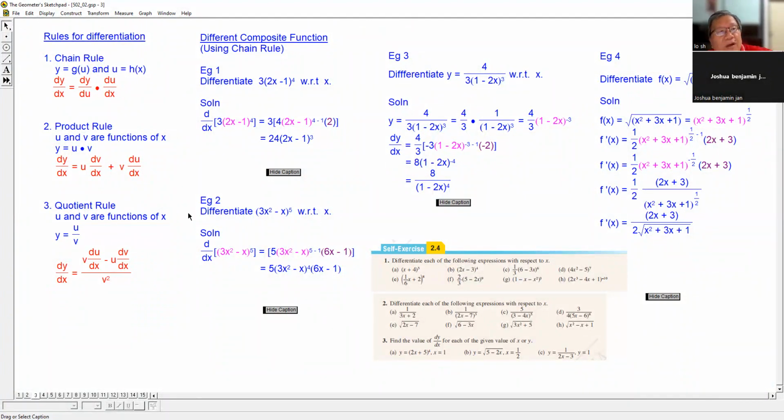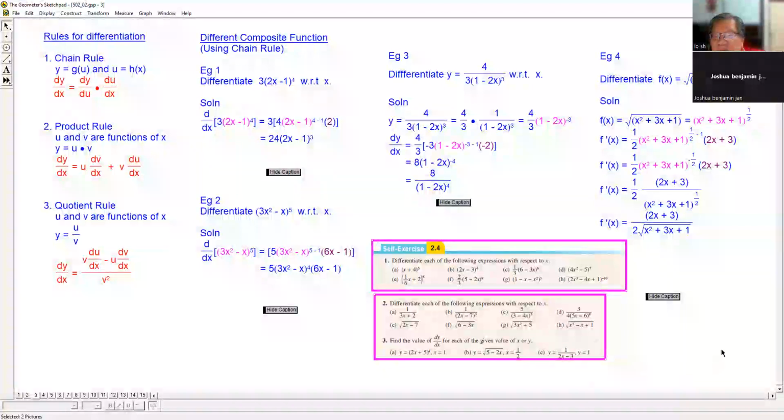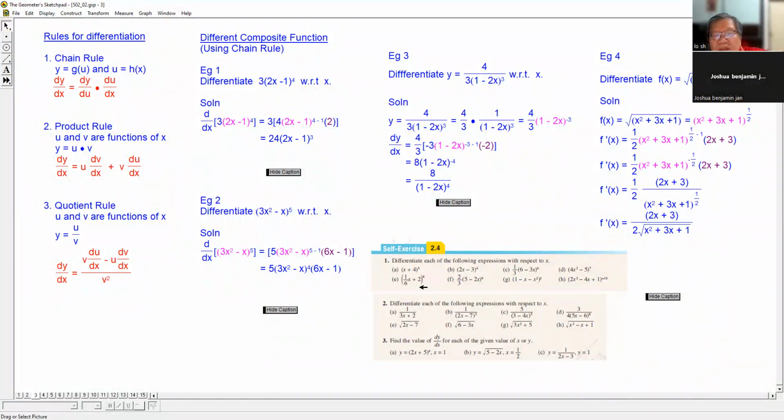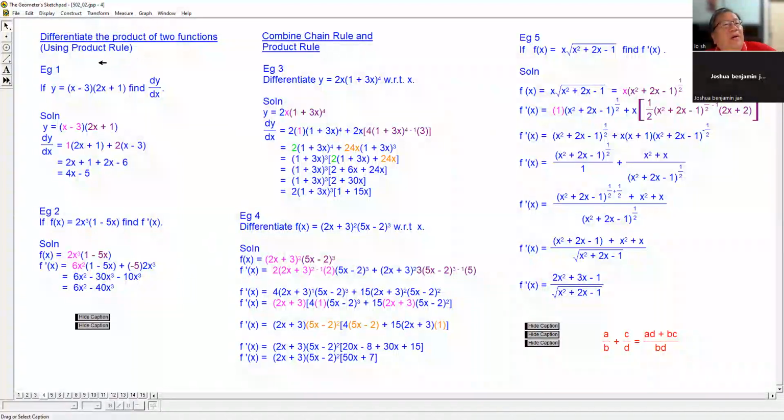So for the chain rule or composite function, these are the questions that you need to do. So maybe you can screenshot this. Number 3, no need to do. You just do number 1 and number 2. Okay or not? This one is a lot already. In school, we finish this in 3-4 lessons. Okay, next one will be the product rule.